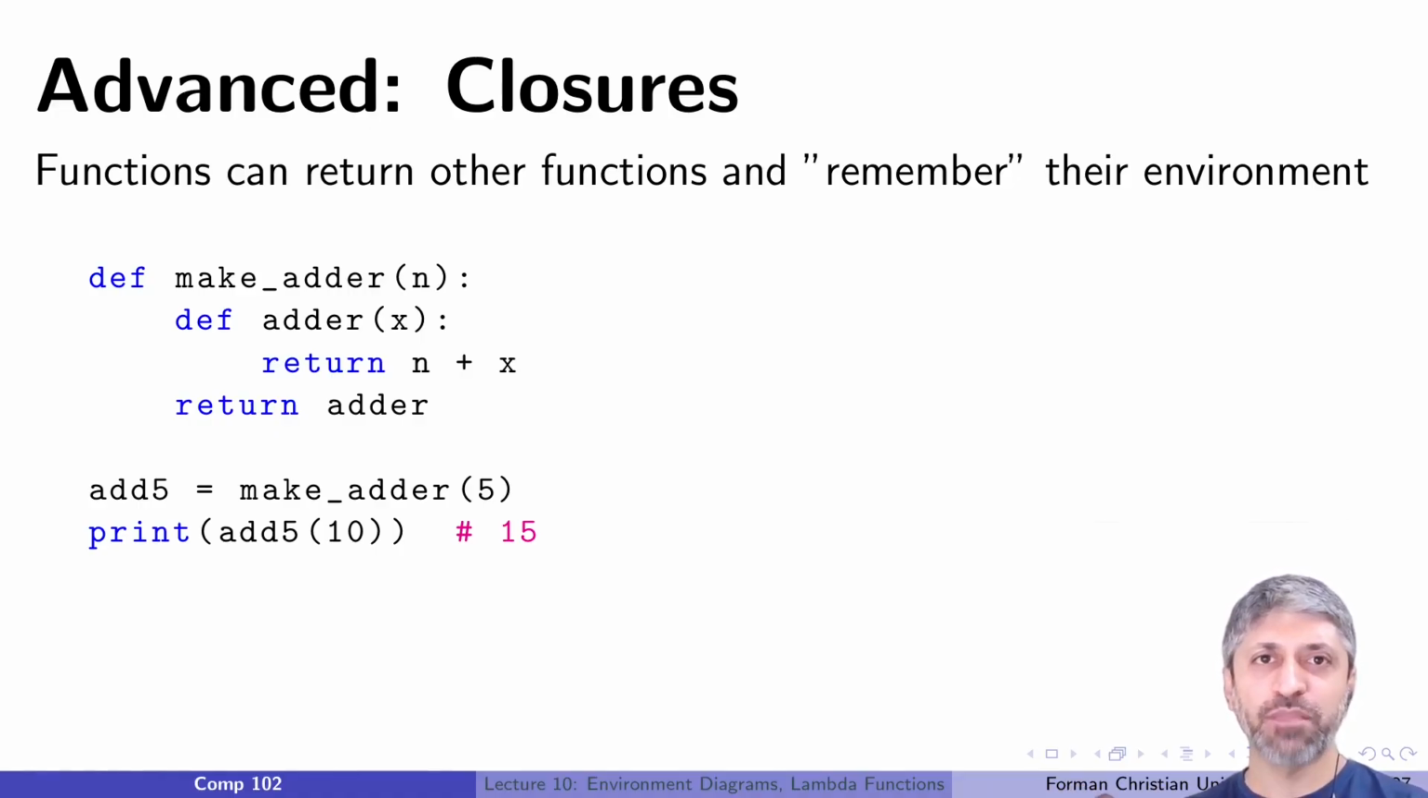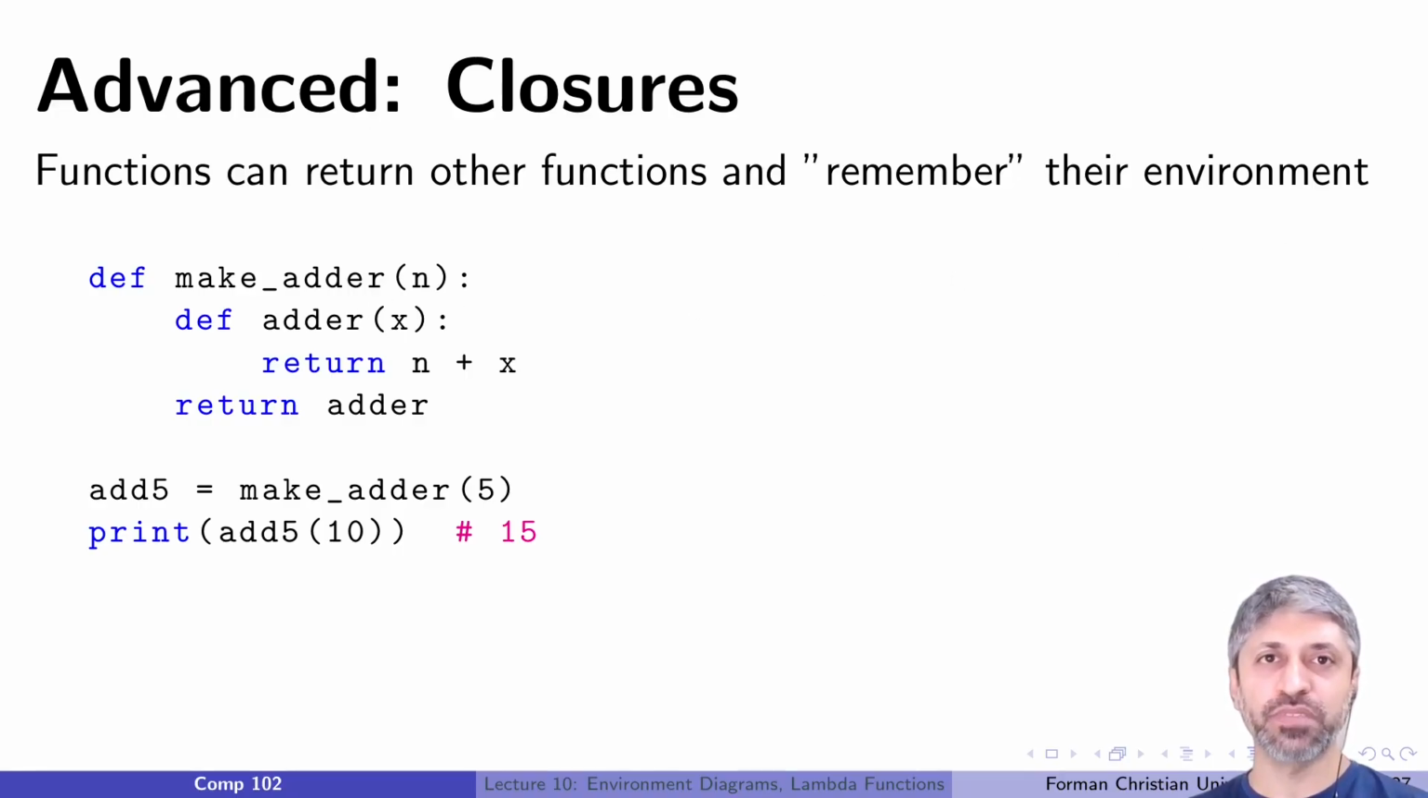A closure is what happens when a function remembers the variables from the frame it was born in. For example, here you have make_adder, and it contains the function adder. So basically you can say that adder was born in the function make_adder, which means that even after the frame is destroyed, adder is still going to remember the variables from make_adder.